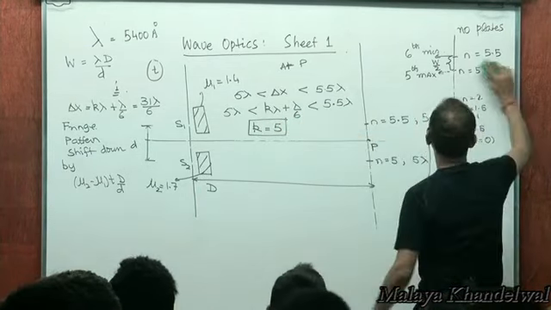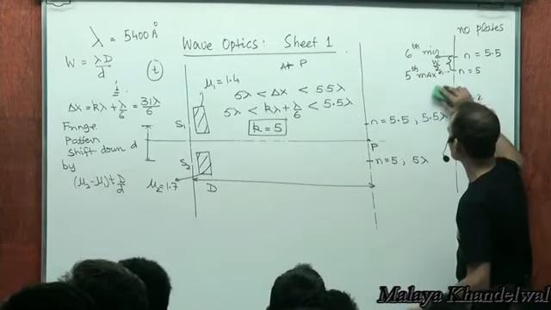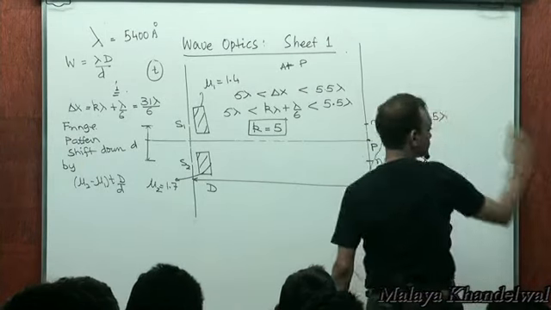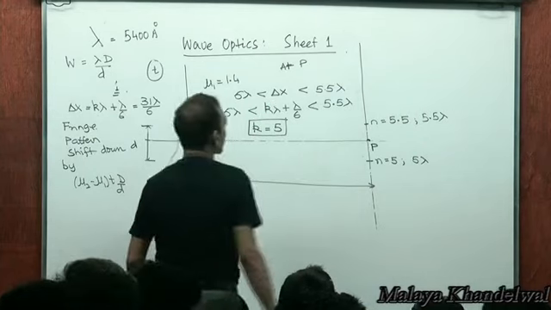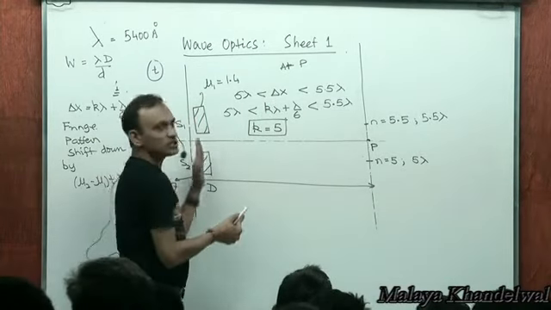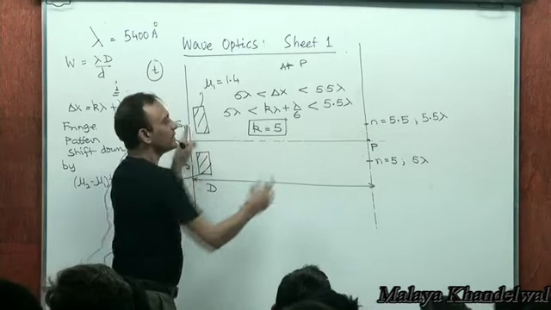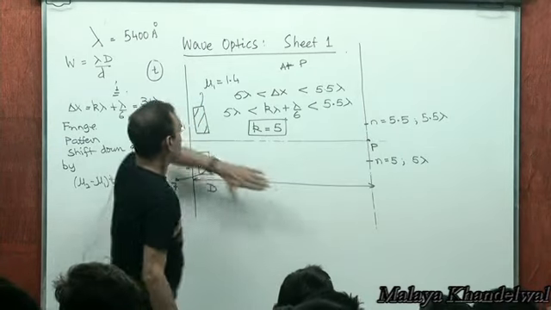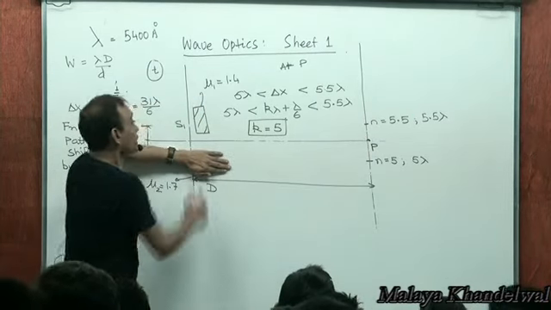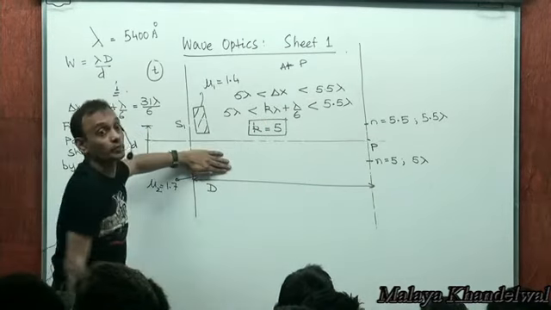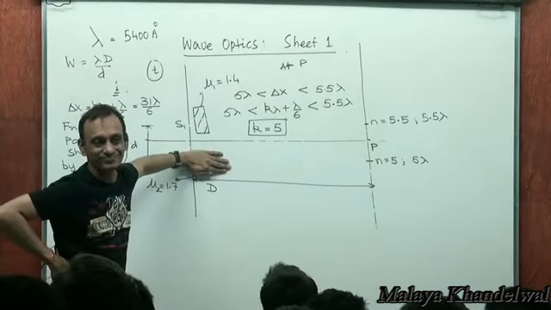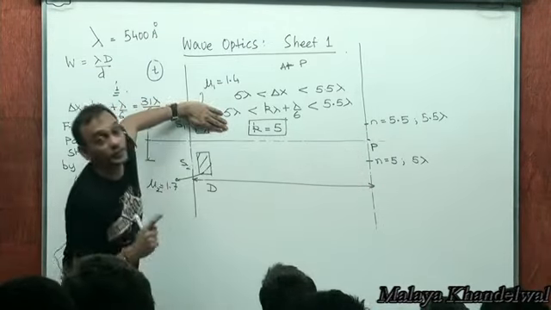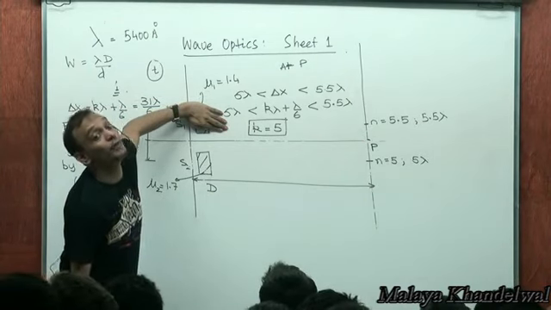Can I just remove this clutter from here? See, if these slits were not there, then there would be no path difference. If these two plates were not there, there would be no path difference at P. If only the upper one was there, then the upper path at P would be longer than the lower path by an amount mu1 minus 1 into T. If only the lower was there and the upper was not there, then the lower path would be longer than the upper path by mu2 minus 1 into T.